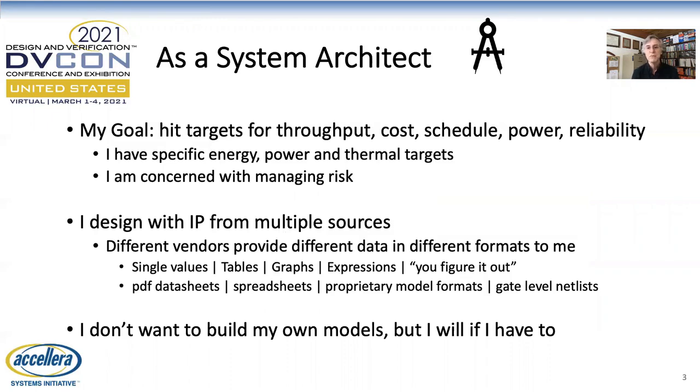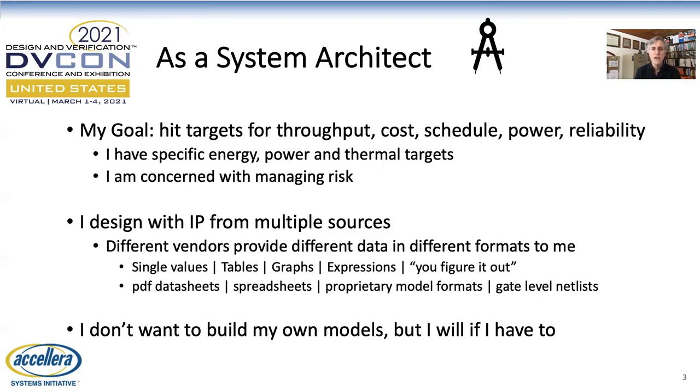As a system architect, I have several goals regarding throughput and performance, cost, schedules, power, and reliability. And I have specific targets for power consumption and junction temperature too. I'm concerned with managing my risk as I pursue those goals. To do that, I need to have early estimates for energy, power, and temperature to guide me in my design decisions. It could be a career-limiting move if I don't find out where I am relative to my goals until late in my project. I need early, accurate information.